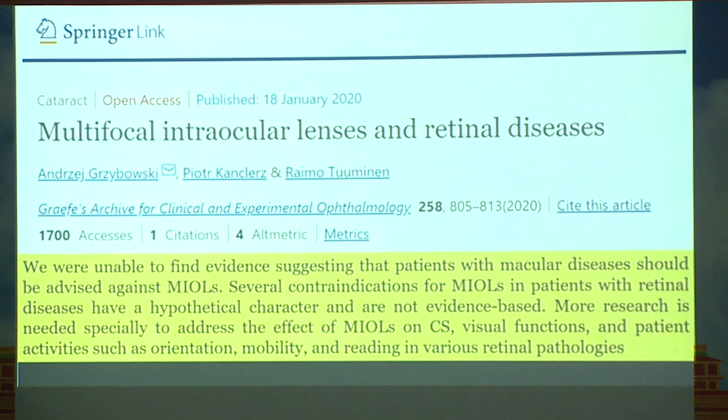And this is the one last slide I would like to show. My senior colleague, who's a friend of my mentor, Dr. Wai-Ching Lam, published this. We did an instruction course in APO as well. Multifocal intraocular lenses and retinal disease. He said that they were unable to find evidence suggesting that patients with macular disease should be advised against multifocal IOLs. Several indications in retinal disease have a hypothetical character and are not evidence-based.